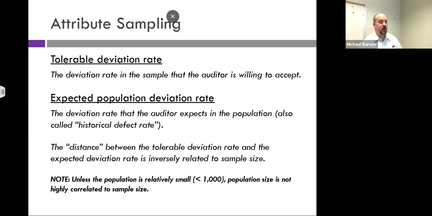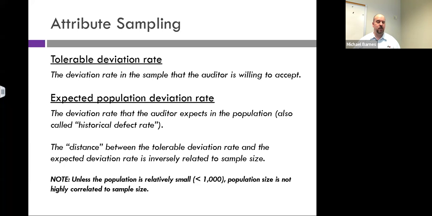So I want this number up here, this tolerable deviation rate, the highest rate I can tolerate, to be larger than this number right here. And the larger that difference is, the smaller my sample gets. So if I say this is 10% and this is 1%, I'm probably going to have a very small sample. If I say that this is 6% and this is 4%, my sample gets much, much larger because I need more information to get more confidence in that area. So the distance between the tolerable deviation rate and the expected population deviation rate is inversely related to sample size.